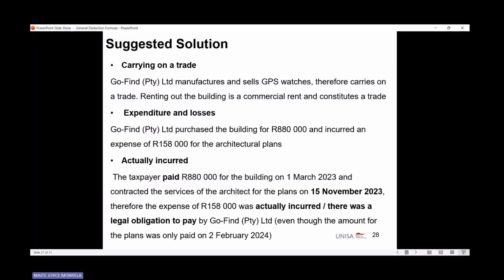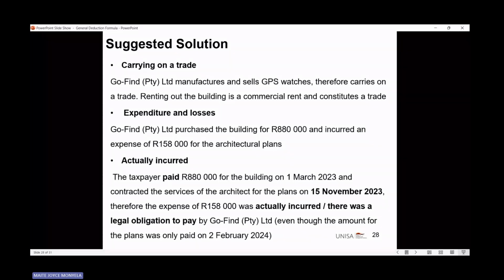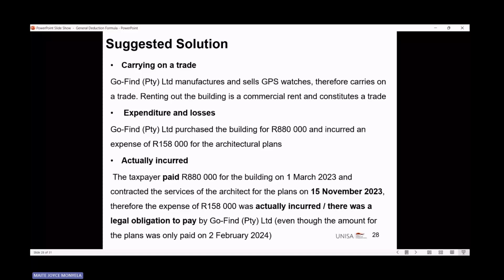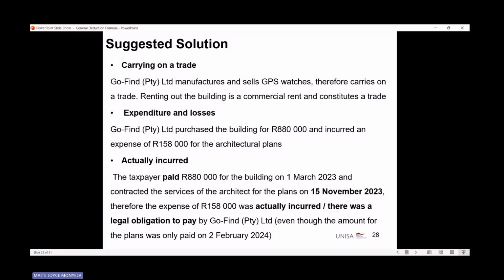So the third requirement is that they paid on 1 March the 880 for the building and contracted the service of architecture on 15 November. Therefore, the expense of 158 was actually incurred. There was a legal obligation, actually incurred, even though the amount for the plan was only paid on 2 February 2024.